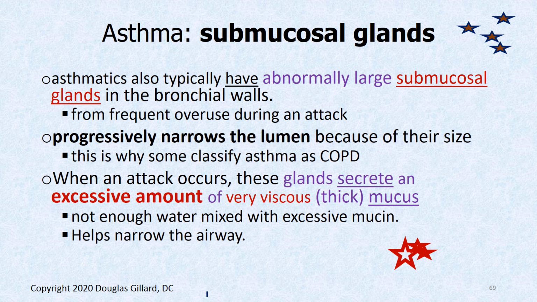Submucosal glands also overreact. Especially in people with really bad asthma, they have large submucosal glands, which is the more correct term for that, and that can actually narrow the airway. We talked about that. When the attack occurs, they secrete tons of mucus.